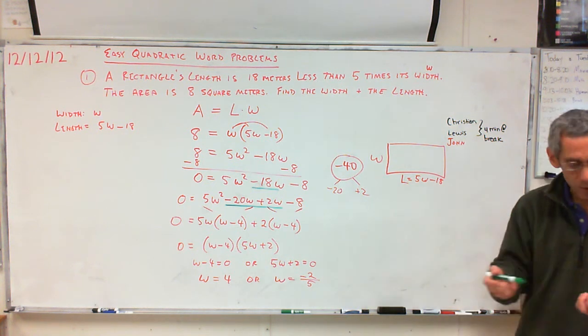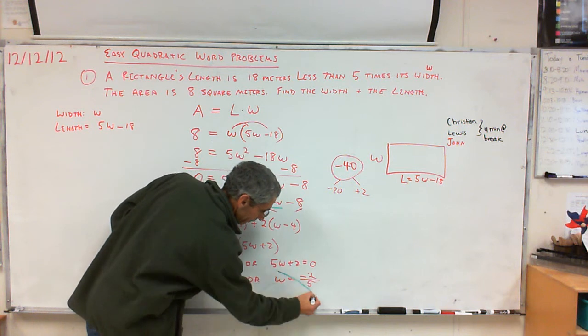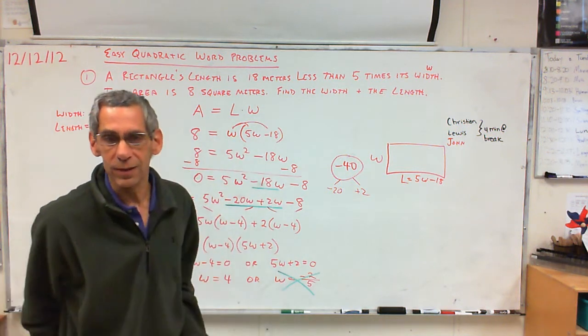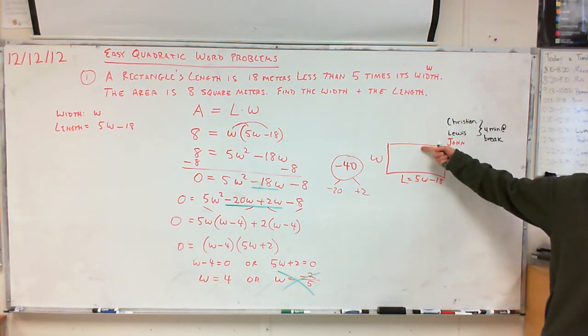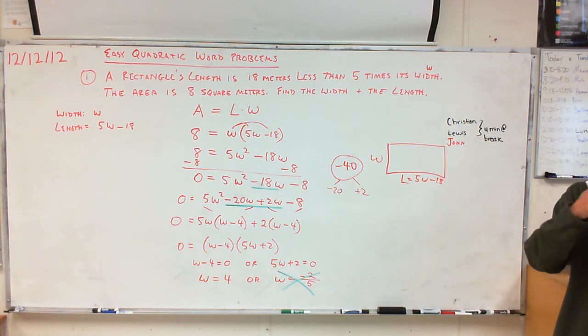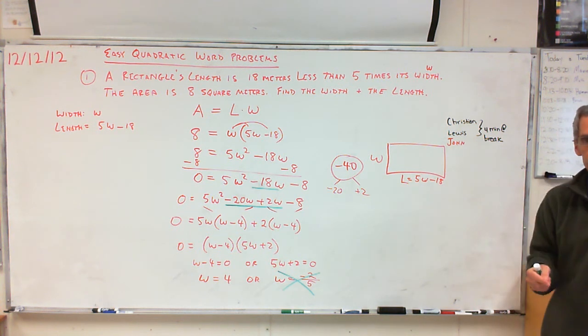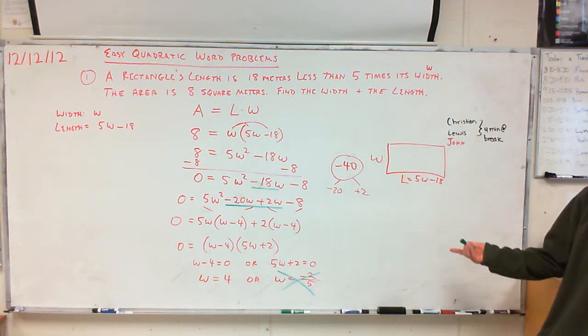So by logic, John very cleverly ruled out this possibility. There's no way you can have a negative value for W. Does that make sense? If you're dealing with a real rectangle, you can't go smaller than 0 in terms of length and width. Therefore, W is equal to 4.